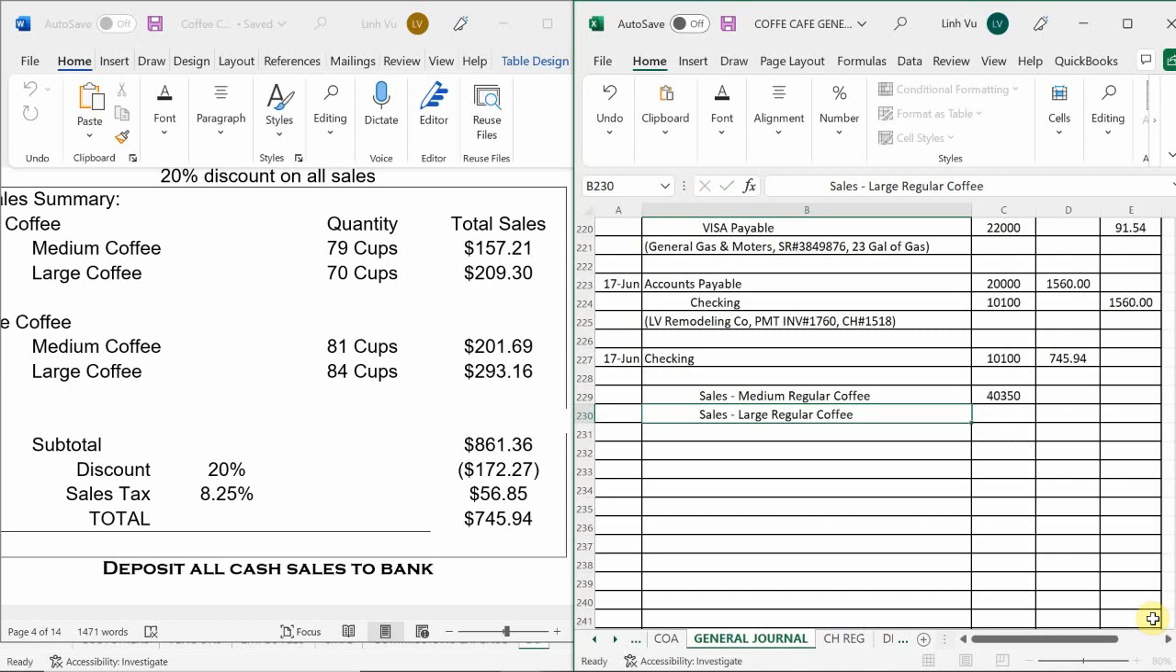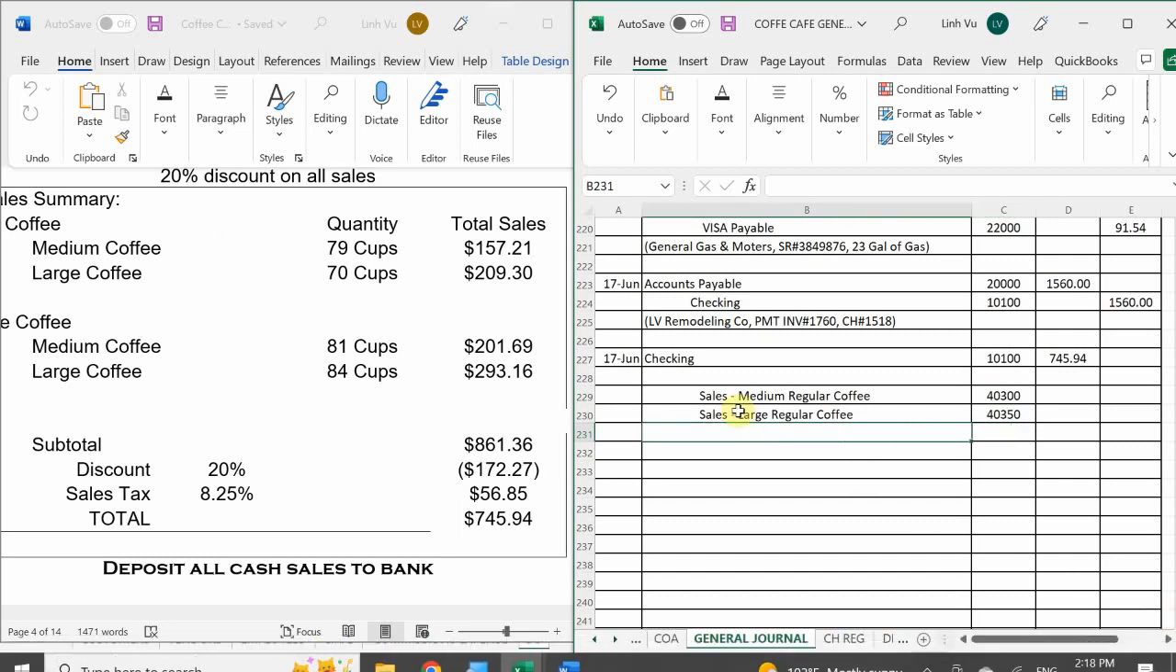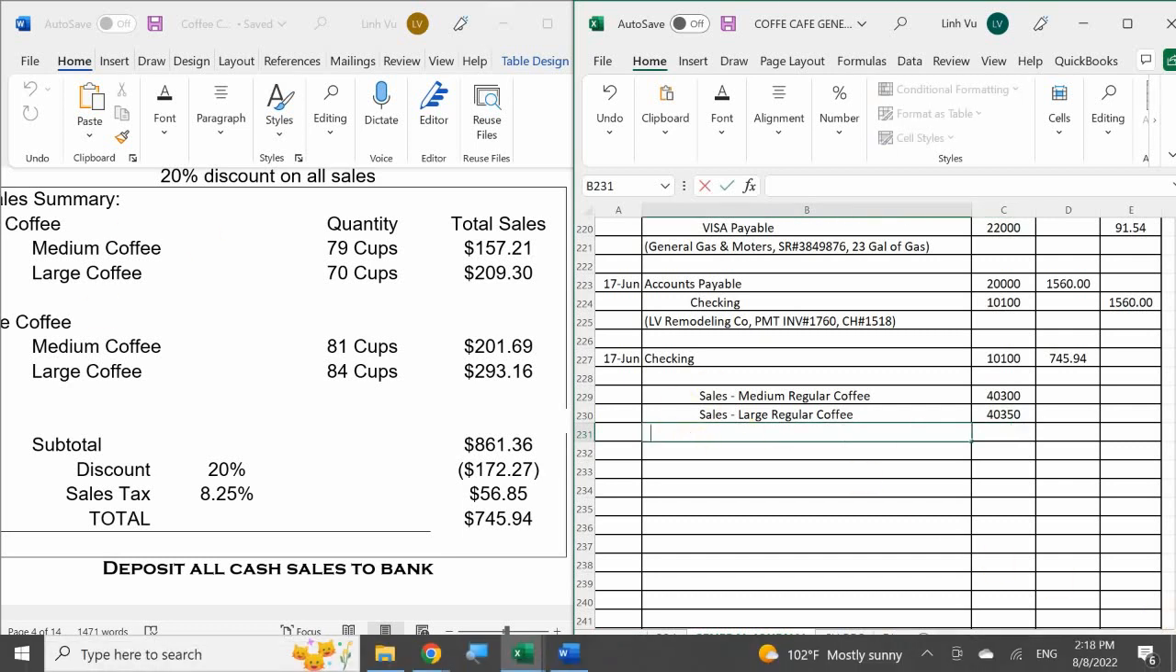I thought the medium regular was 300 and the large was the 350. I believe so. Okay. And then you got medium supreme, and large supreme.